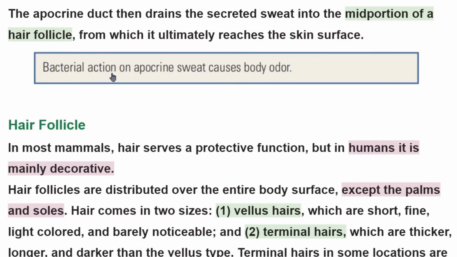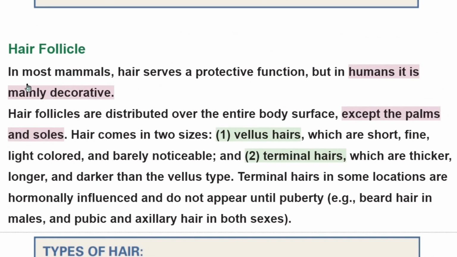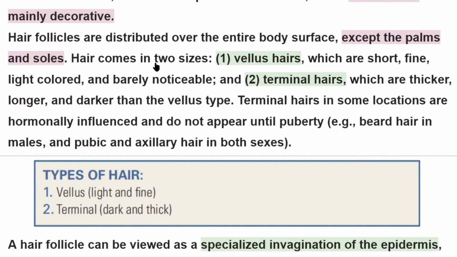Note: bacterial action on apocrine sweat causes body odor. The sweat by itself is odorless. Hair follicle. In most mammals, hair serves a protective function, but in humans it is mainly decorative. Hair follicles are distributed over the entire body surface except the palms and soles.